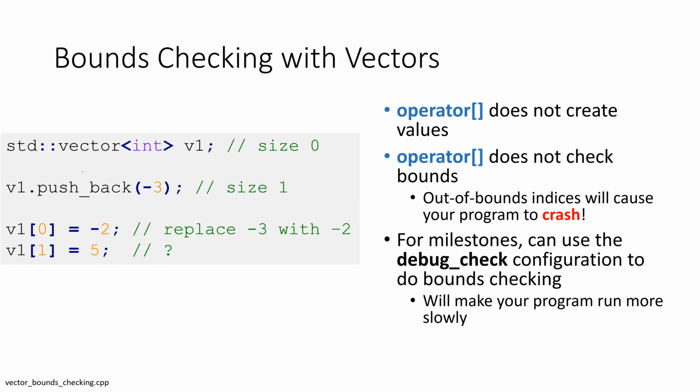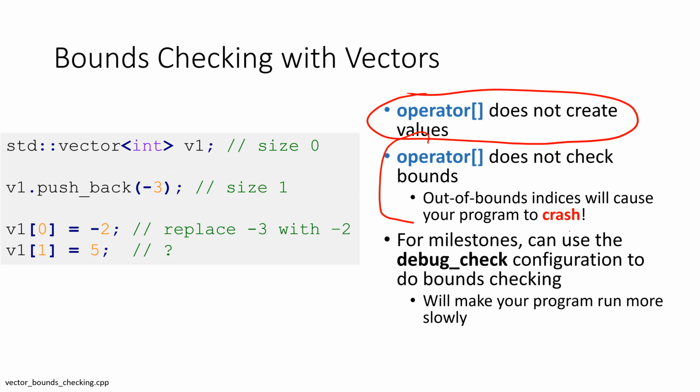Okay, bounds checking with vectors. This is an important point. Operator square bracket does not create values. In an array, you know that you can only access the elements that exist in the array. It's a really bad programming error to try to access something that's not in the array. With vector, it's the same. Operator square bracket lets you access entries that already exist. You can read them, you can change them, but you cannot create them. If you want to create them, you have to use other member functions like pushback.